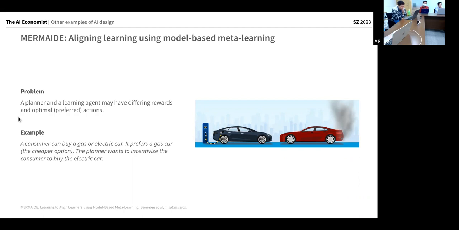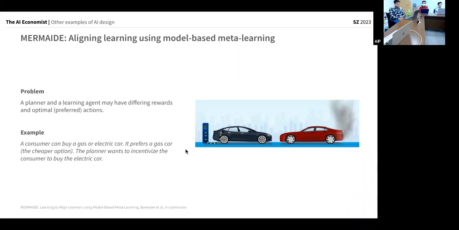So again, we have a planner, a government, and a learning agent. Let's think about some pretty simple binary choice, right? You can buy a car, and you can buy a gas car. That's the red one, which is very dirty, there's a lot of pollution. Or you can buy a hybrid car or electric car. That's the one in blue.